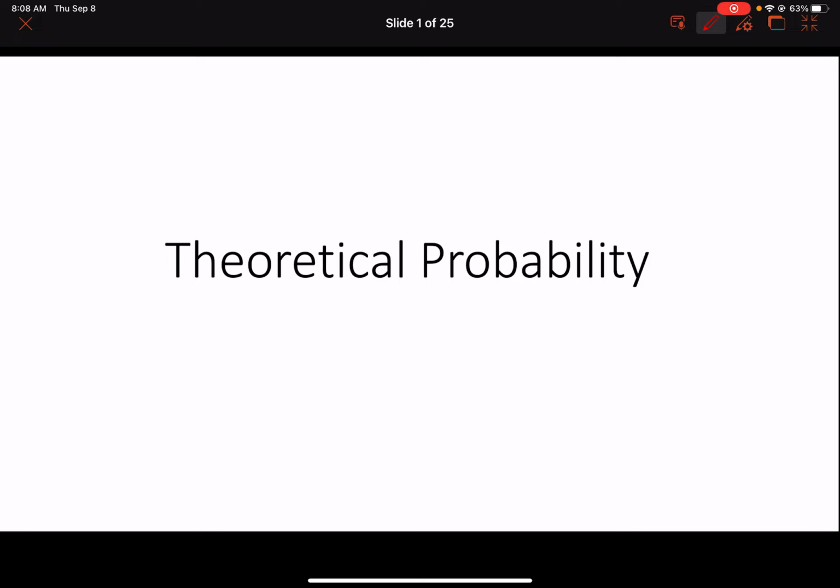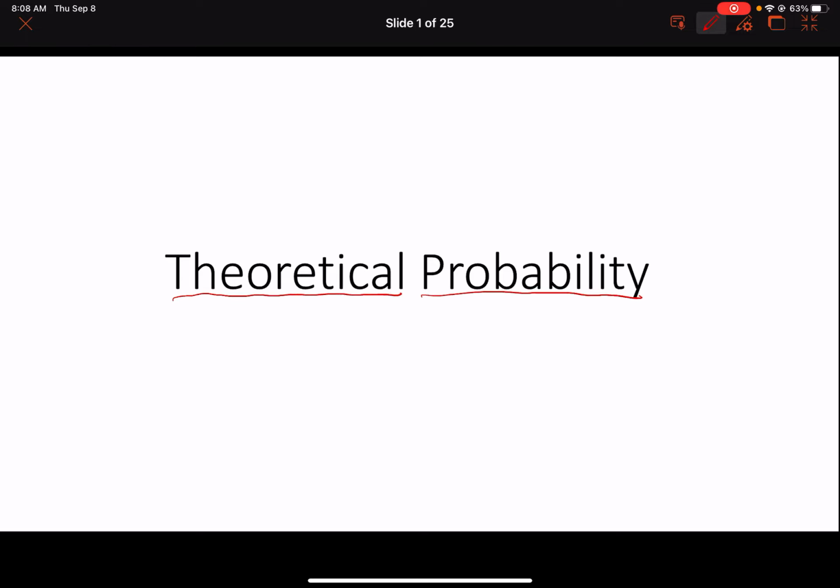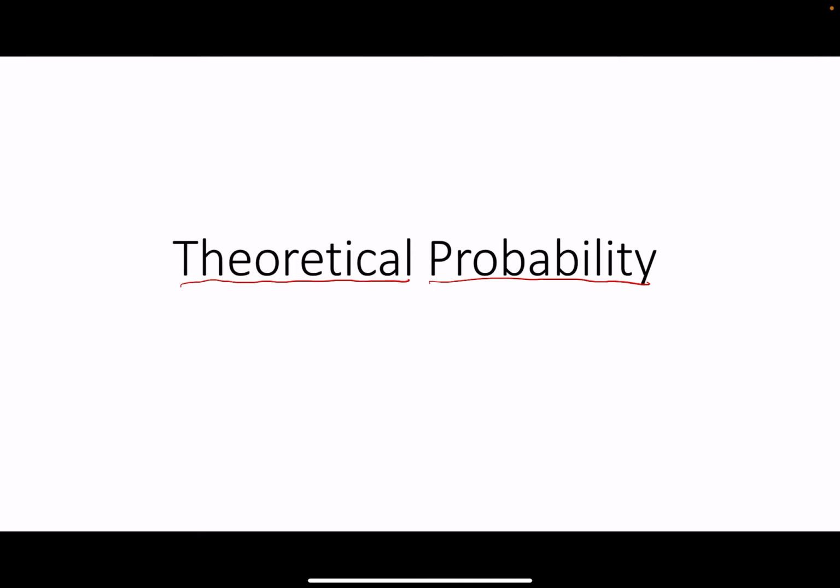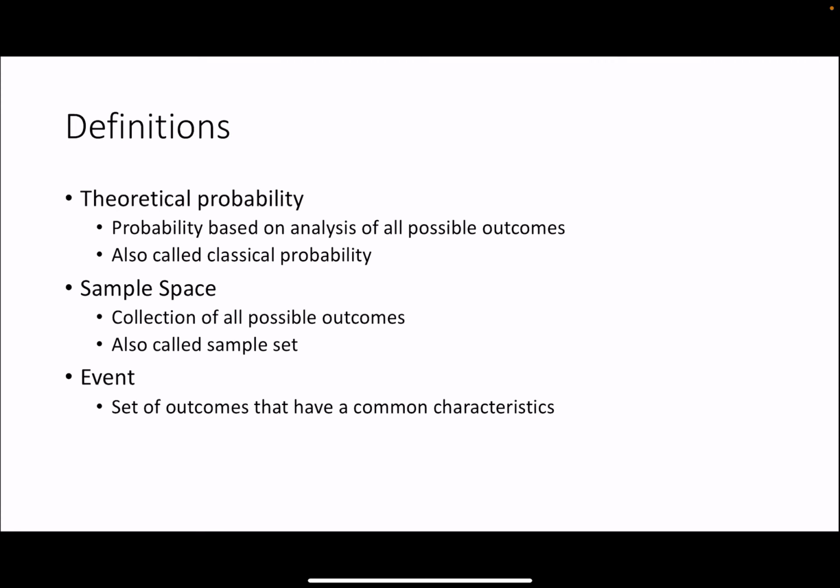Okay, we are going to learn about theoretical probability today. First we'll start with our definitions. Theoretical probability is the probability based on analysis of all possible outcomes, not just our experiment, also called classical probability.